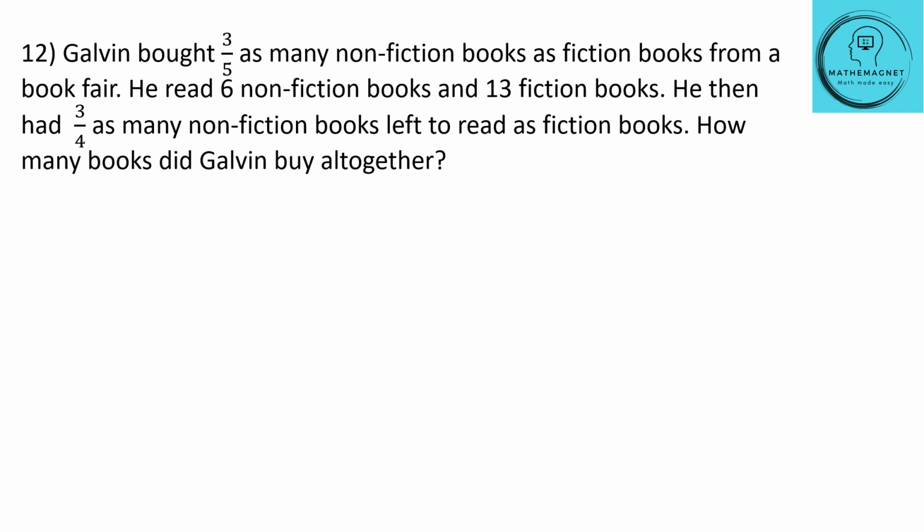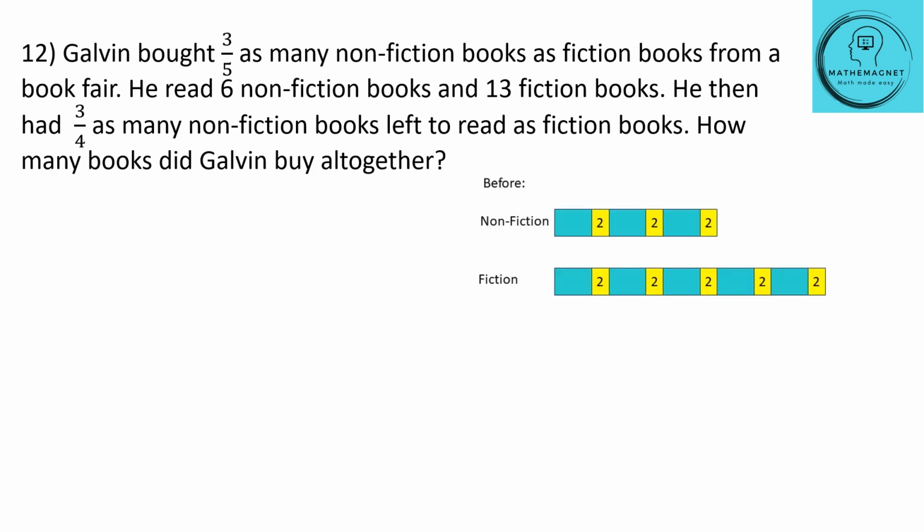Now, as per this question, we know Galvin has a certain number of books. In that, 3 units of books belong to non-fiction and 5 units of books belong to fiction. And after he reads 6 non-fiction books and 13 fiction books, it becomes 3 units of non-fiction books and 4 units of fiction books. Now, let's see how to go about it.